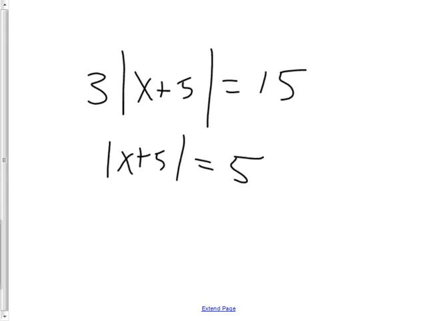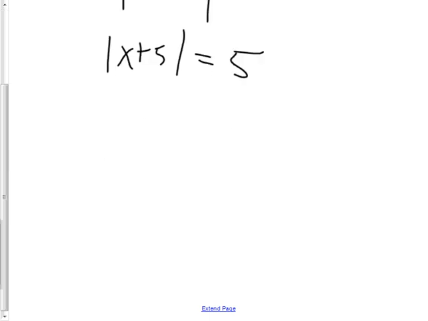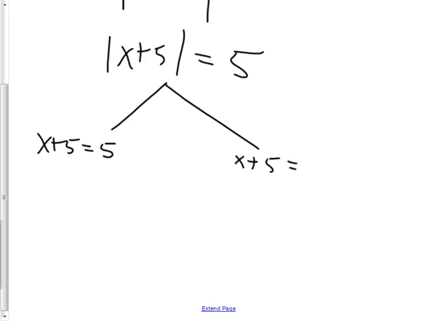All right. Now at this point, a lot of kids want to subtract 5 from both sides. You cannot do that. Why not? Because it's in absolute values. You have to set them free from their chains. They're chained up in there with the absolute values. So you break them out. And you say x plus 5 has to equal 5. And x plus 5 has to equal negative 5.